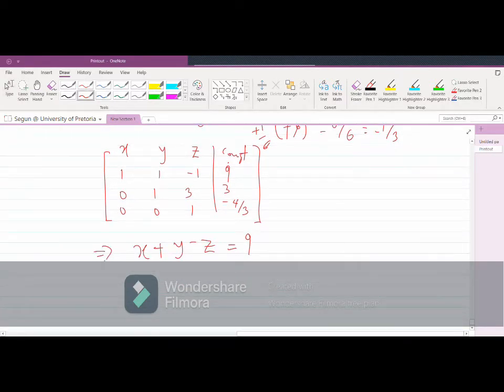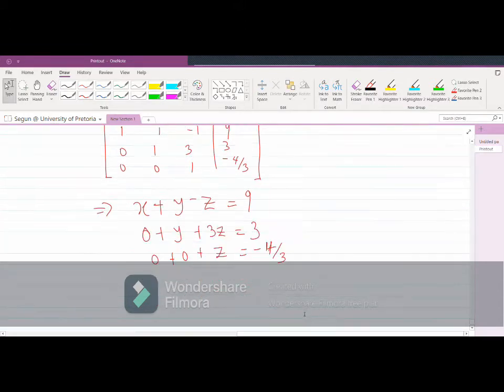Silence means no question. 0 multiplied by X, 0. We don't need to write it. Okay, let me write 0 so that you see. Somebody will still ask you, where do you put the X? 1 multiplied by Y, plus Y. 3 multiplied by Z, plus 3Z. Equals to what? 3. 0 multiplied by X, 0. 0 times Y, 0. Then plus Z equals to minus 4 over 3.